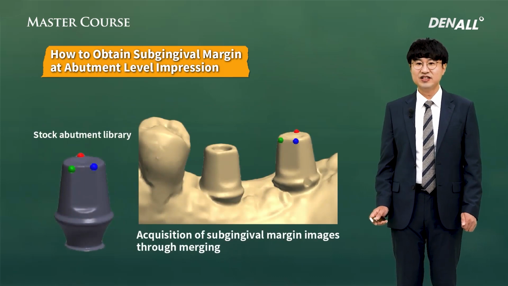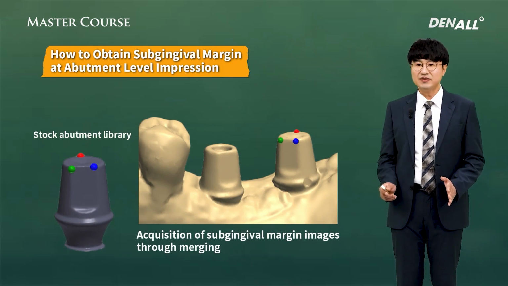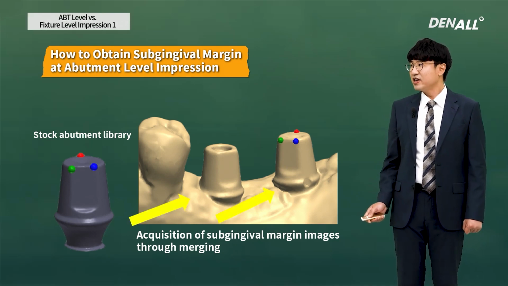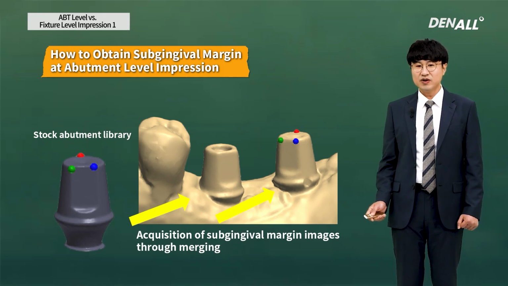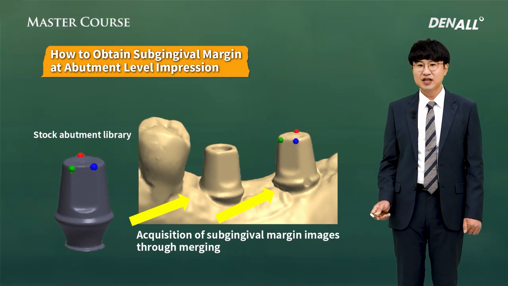And using the same size stock abutment with the model scanner in the lab, the image is stored, and the scanned image is overlapped with the intraoral image where it's not very clear. If you use the terminology merging, I think both dentists and technicians are familiar with such a terminology.